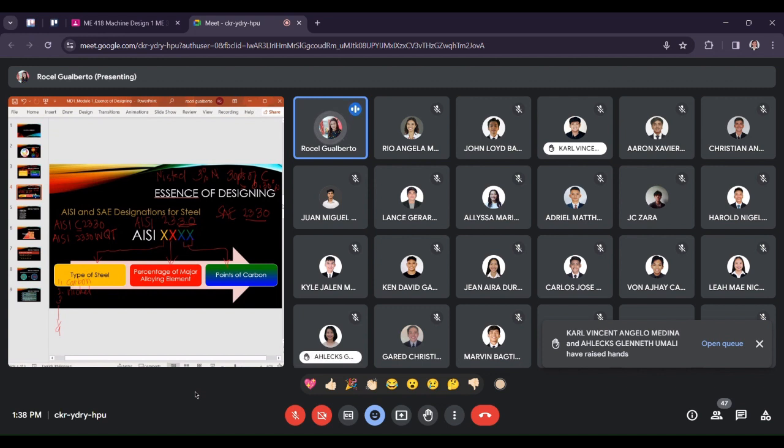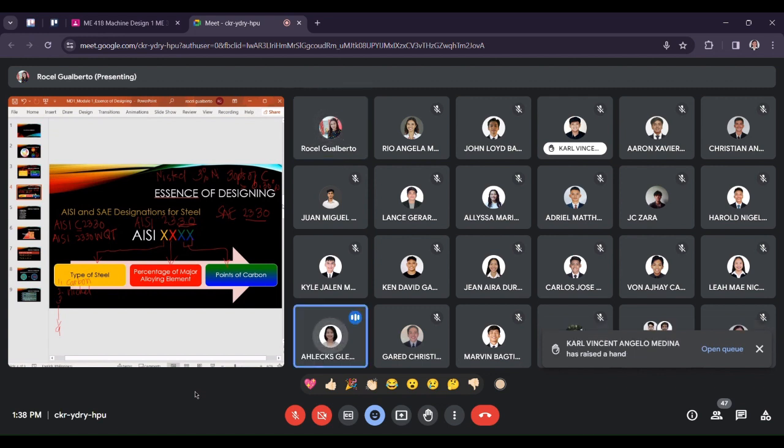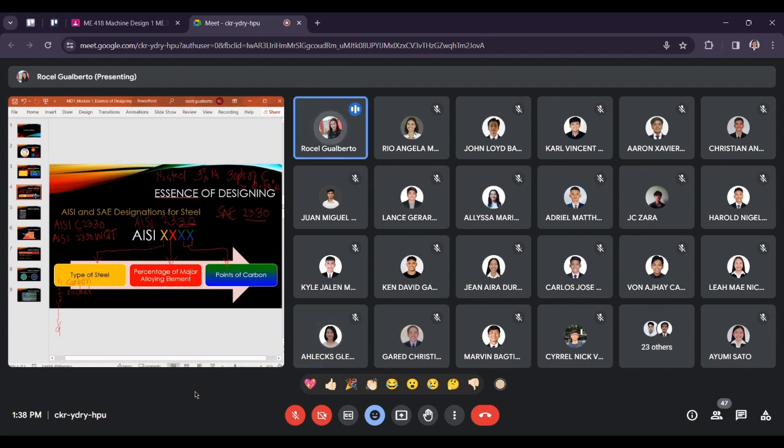Alex. Ma'am, the WQT is water quenched and tempered. I'm just not sure about the rest. The steel underwent those processes. Okay, so these are the processes. Alex learned correctly in his materials engineering. The letters we add are the processes that the steel underwent. So, he is correct.